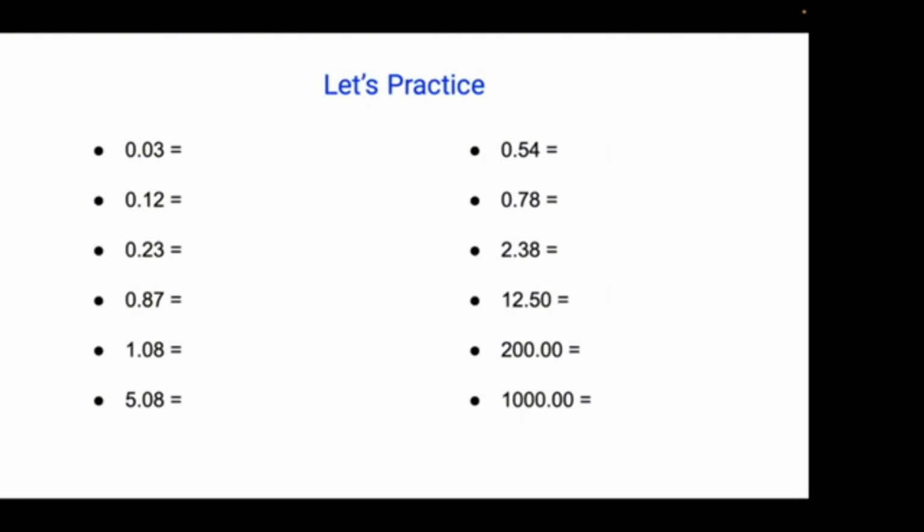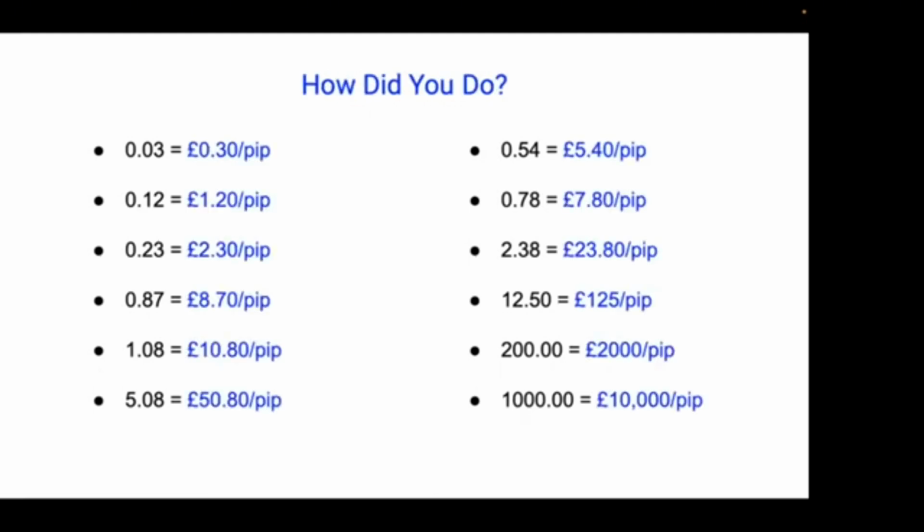And for me, I like putting in little bits of practice. So you can sit while we're doing this, while you're listening to me, and you can just practice yourself. You might get it wrong, no worries, but we're all here to learn together. So 0.03, 30 pence, and so on and so on, £12.50, it looks like here, but that's actually £125 per pip, right? It goes all the way up.